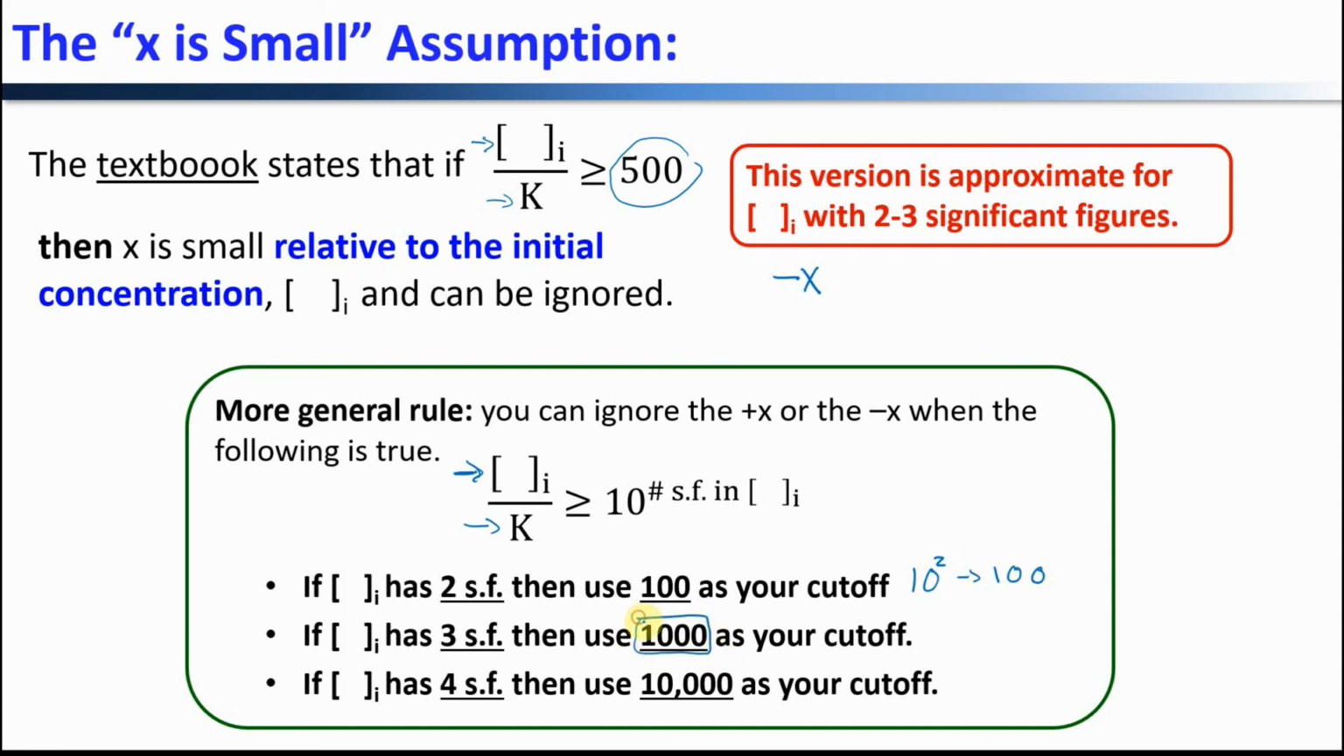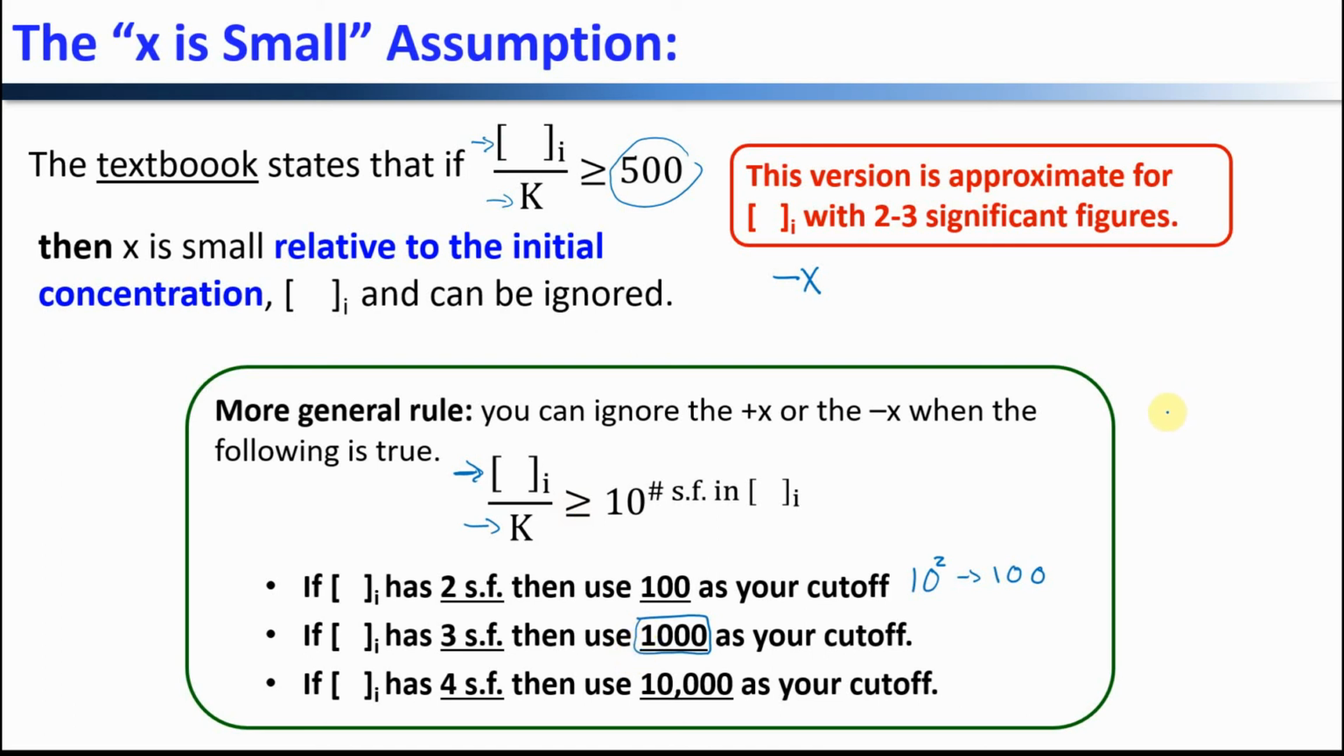So if I have something with 3 sig figs in it, then I want this division, this product, to come out being larger than or equal to 1,000. If it's not, I can't ignore it. And let's think about why that is.